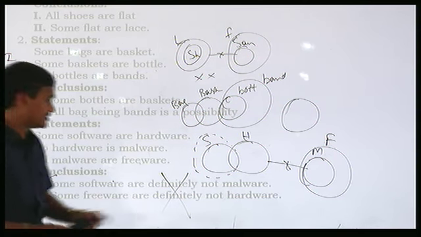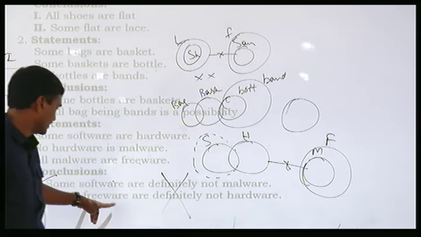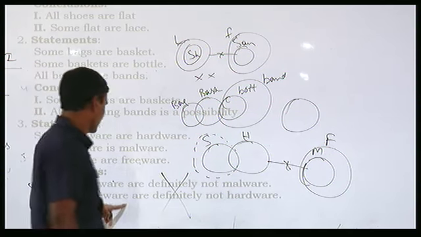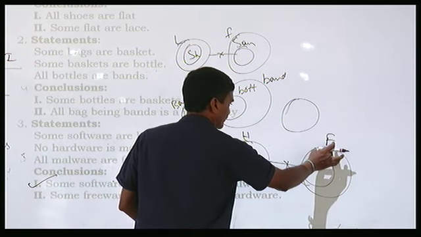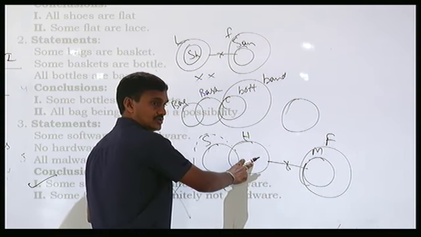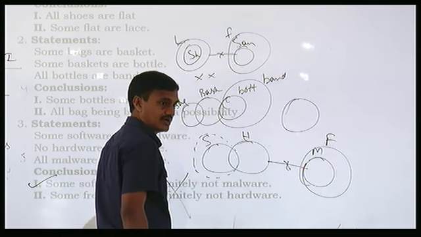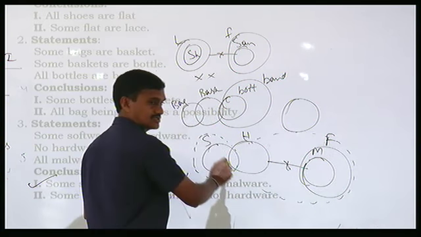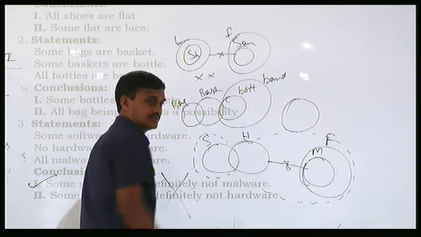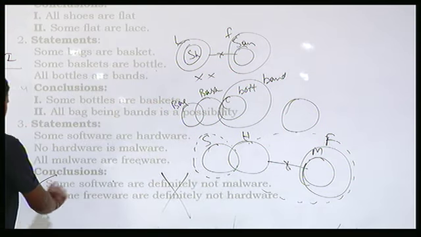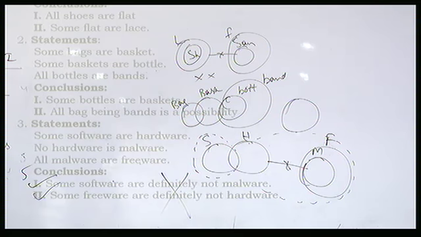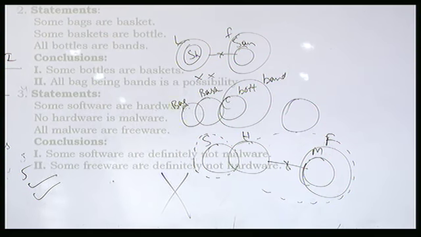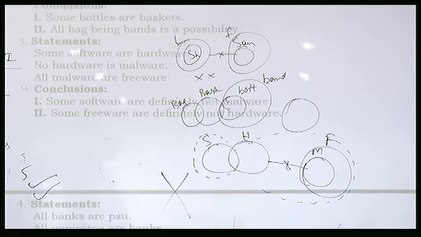You can assess this one like this. Then what about the second one? Some freeware are not hardware, that is true, isn't it? Hence, I should prove all freeware are hardware. Can I prove this one? If I draw my hardware like this, then the statement will be invalid. Hence, for both these conclusions, the alternate diagram cannot be proven. Choice 5 is the answer. Clear now? Rather than coming back and drawing separately, you can draw on that conclusion at that time.